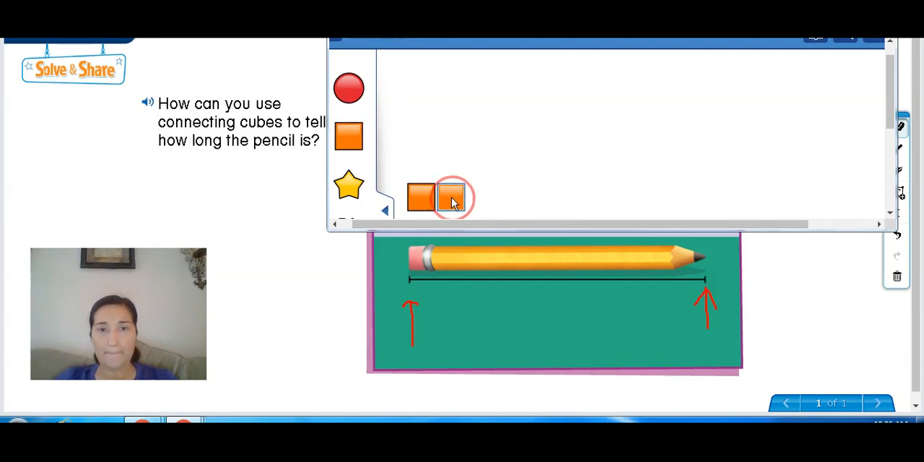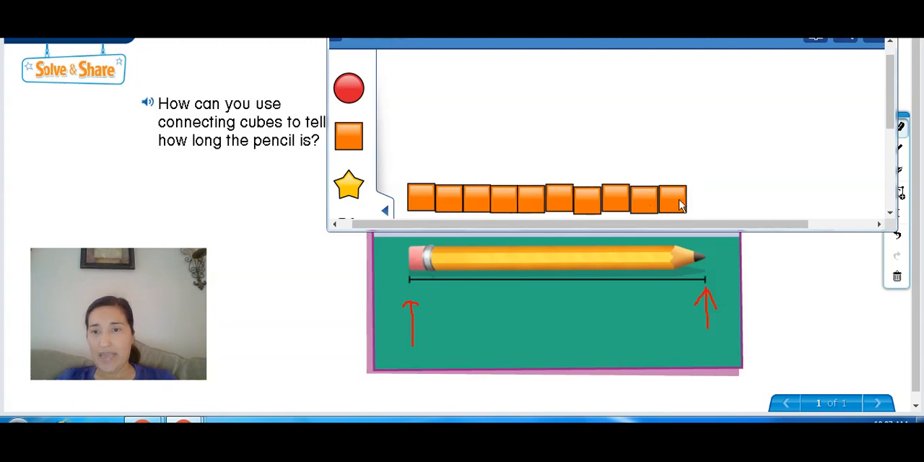1, 2, 3, 4, 5, 6, 7, 8, 9, 10, and it's not quite to this black line yet.